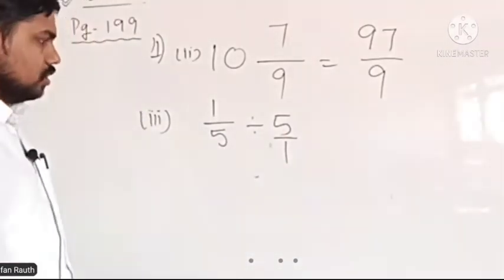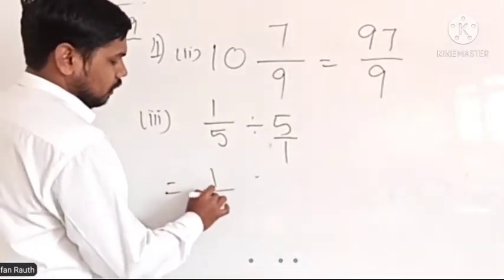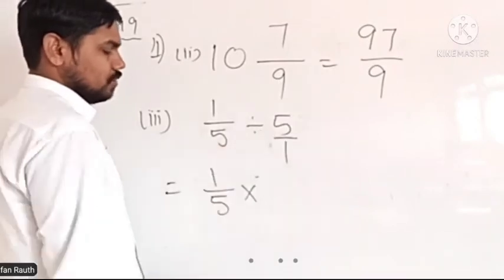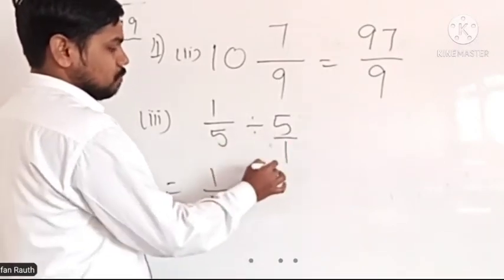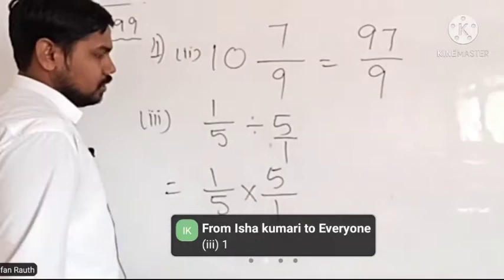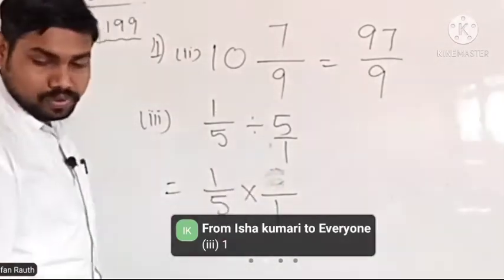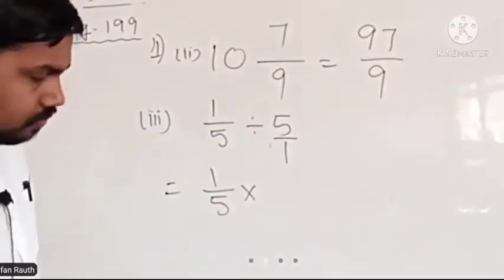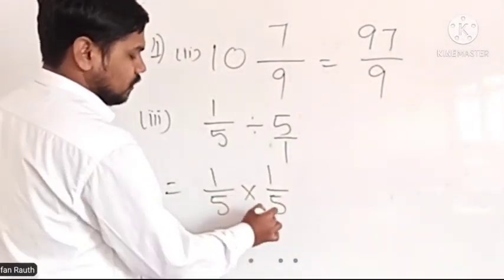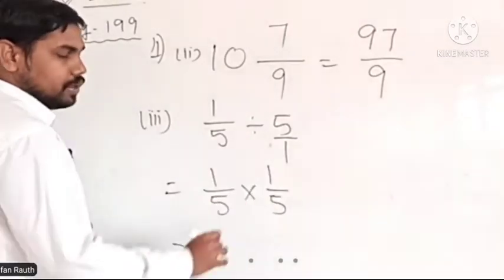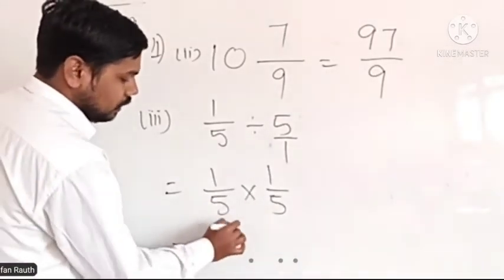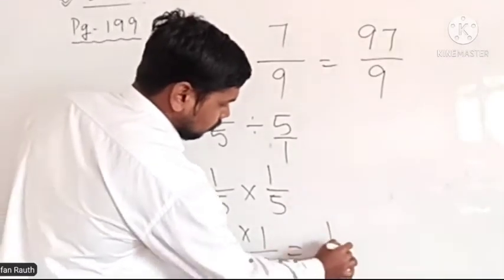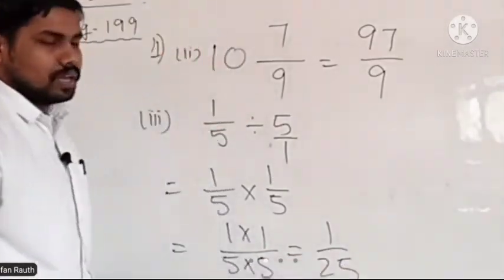So it will be now 1 by 5, and if I change this sign into multiplication, then we will write the reciprocal of this. So the reciprocal of 5 by 1 will be 1 by 5. Now you need to multiply numerator with numerator and denominator with denominator. So 1 multiply 1 divided by 5 multiply 5. So it will be 1 by 25 will be the answer.